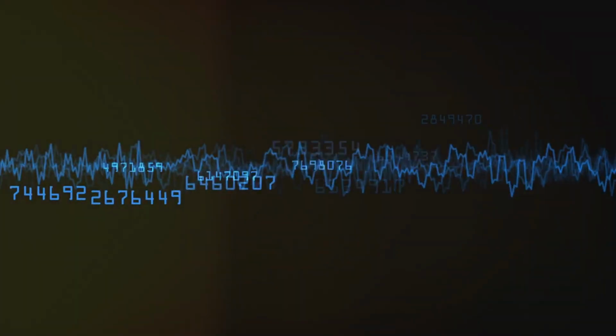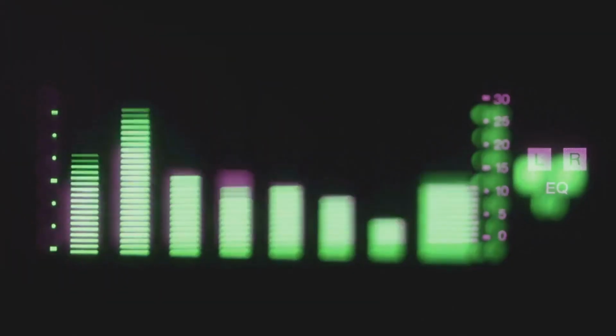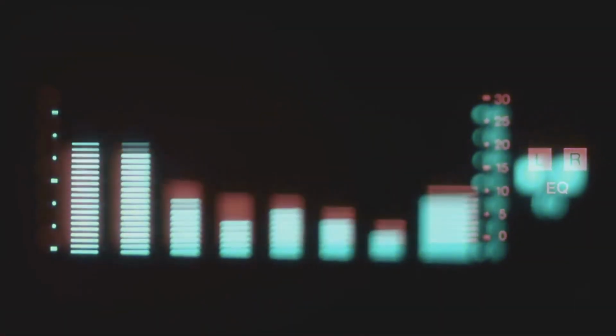WAV, on the other hand, is all about preserving fidelity. As an uncompressed format, it retains all the original audio data. This makes WAV files ideal for tasks where sonic detail is crucial, such as audio editing or mastering. However, this pristine quality comes at a cost. WAV files are significantly larger than their compressed counterparts.